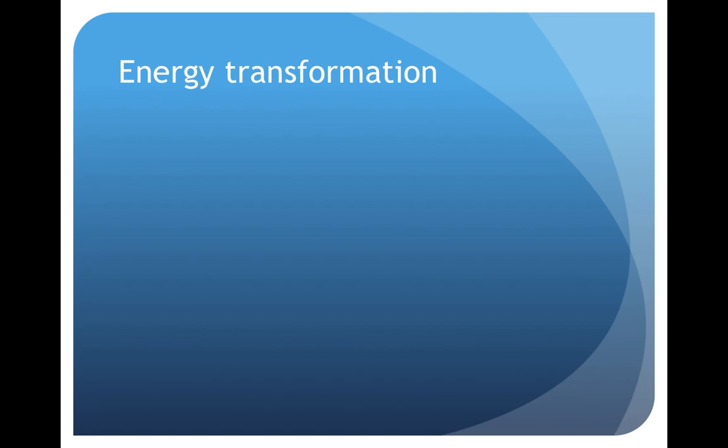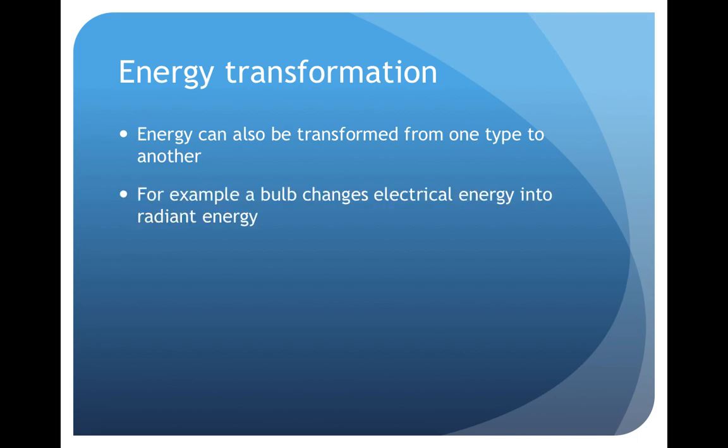Next, we're going to talk about energy transformations. Energy can also be transformed from one type into another type of energy. For example, a bulb changes electrical energy into radiant energy. In other words, it takes electricity and changes it into light.